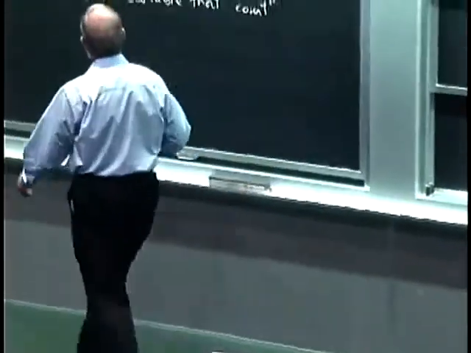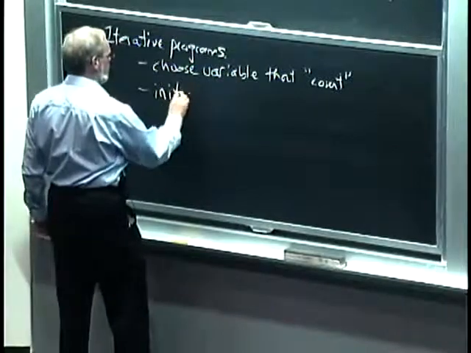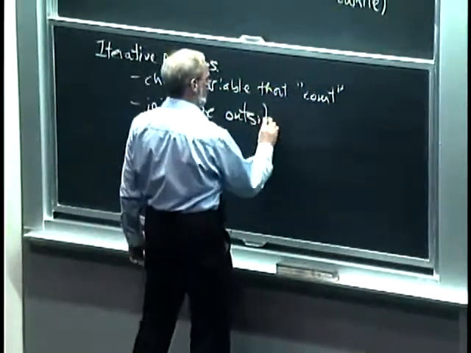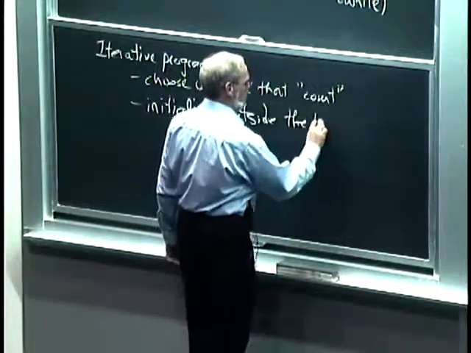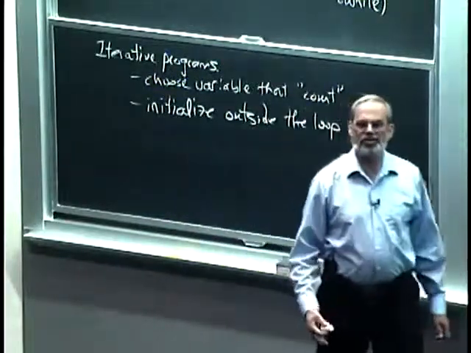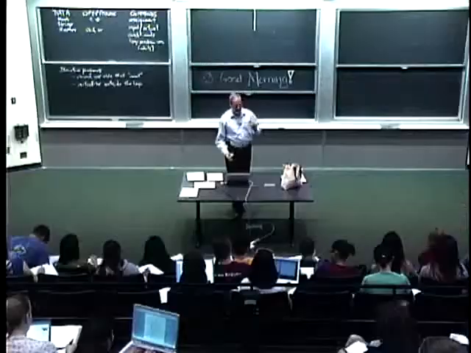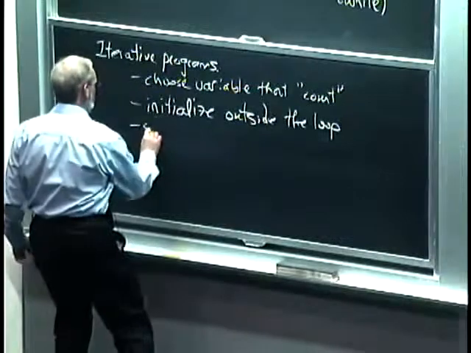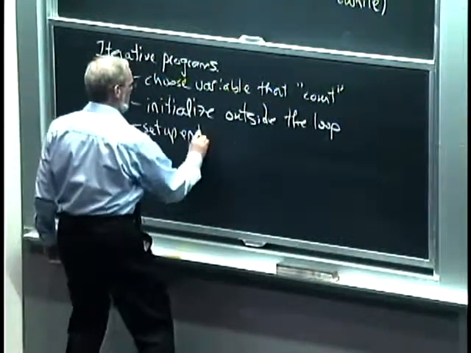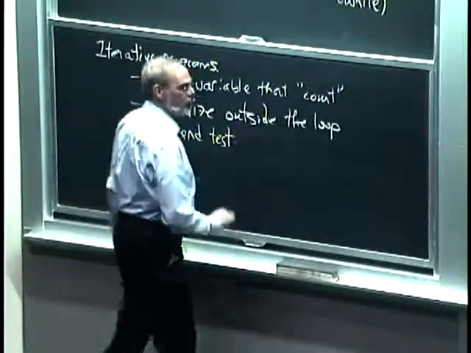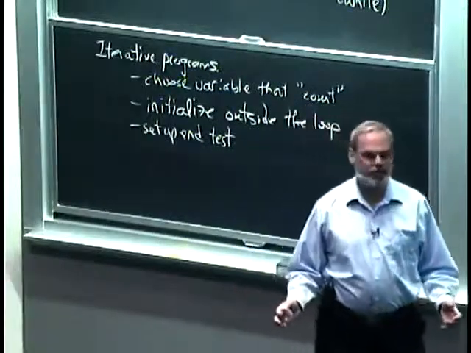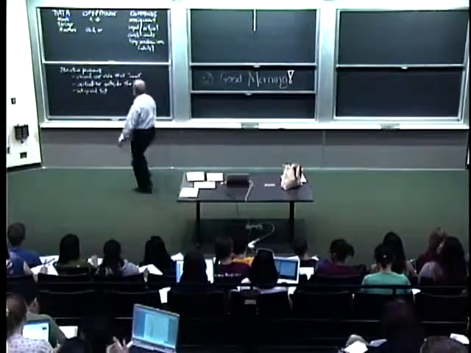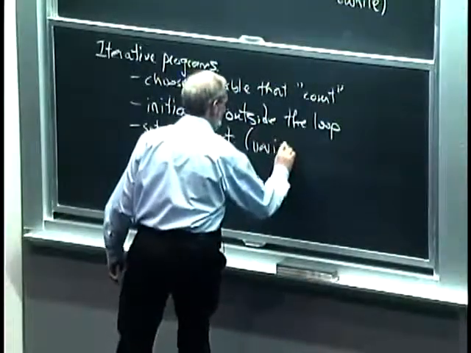The second thing I do, I need to initialize it. And I need to initialize it outside of the loop. That is, where do I want to start? And I need to make sure I have a command that sets that up. The third thing I'm going to do is set up the right end test. How do I know when I'm done with the loop? And obviously that ought to involve the variable in some way, or it's not going to make a lot of sense. So this includes the variable, since that's the thing that's changing.